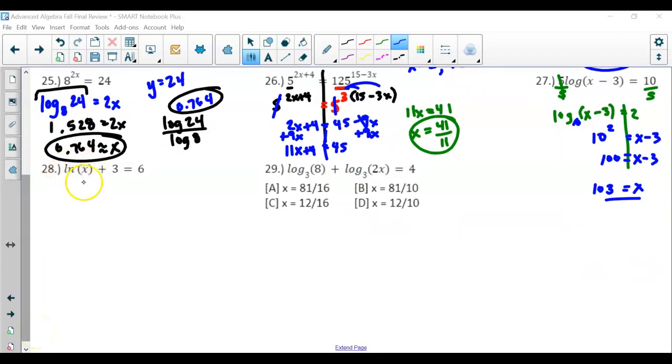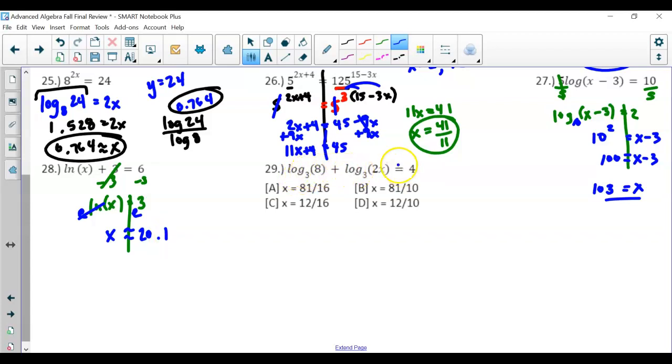Notice here we have another log equation, but it's being added by 3. So first, subtract 3. So now I've got the natural log of x is equal to 3. So now how do we solve? Well, what is the inverse or opposite of the ln, natural log? E. So what we do to one side, we do to the other. So now x is approximately e to the third power, or 20.1.